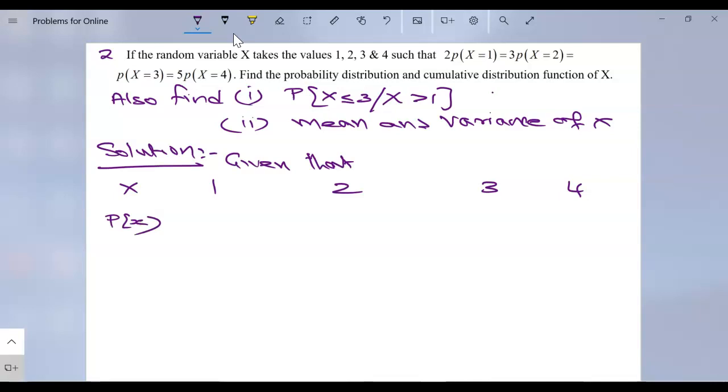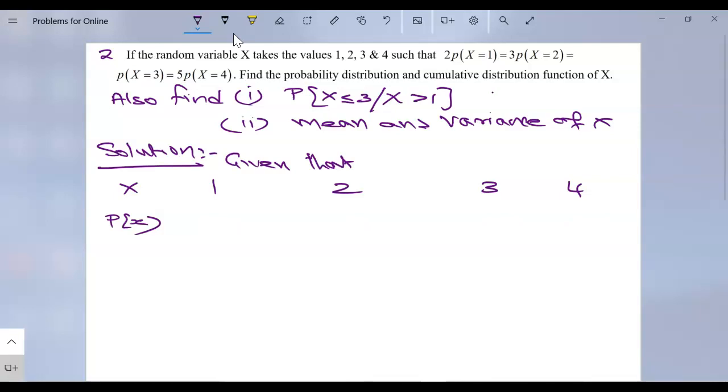In probability, the notations will be continuously abused. Sometimes I will use probability of xi, probability of X equal to x, or probability of small x. Everything denotes the same thing, probability of capital X equal to small x. Now, I have to find these values, such as the value of probability of X equal to 1.